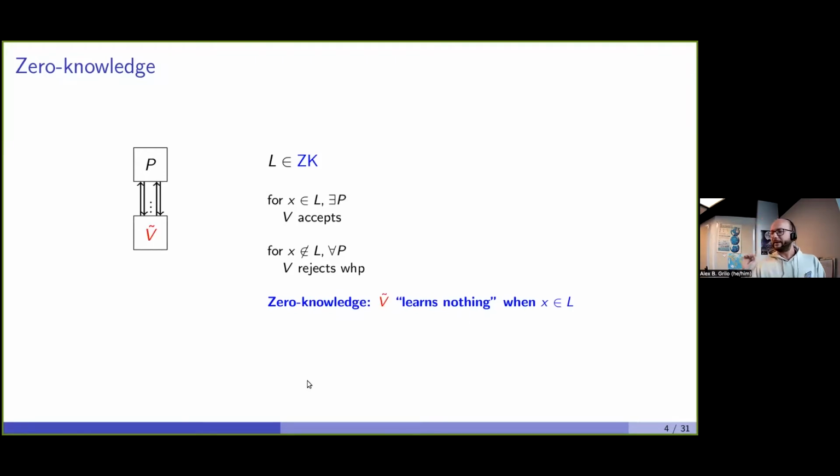Usually, especially in cryptographic settings, we want that even malicious verifiers that do not follow the right protocol would not learn anything from the prover either. So what we want here is zero knowledge against even malicious verifiers. Any questions so far? Okay.